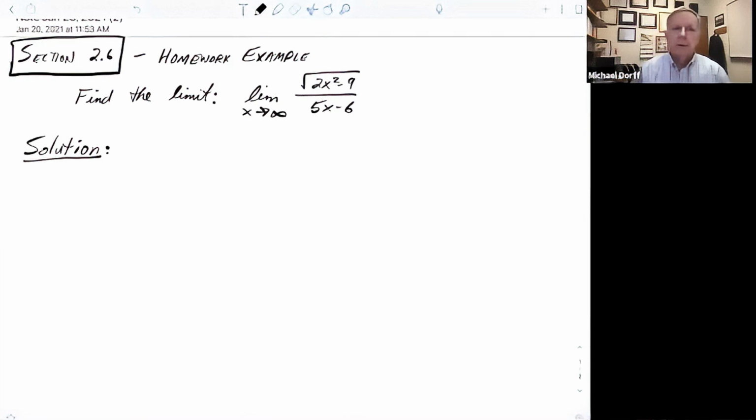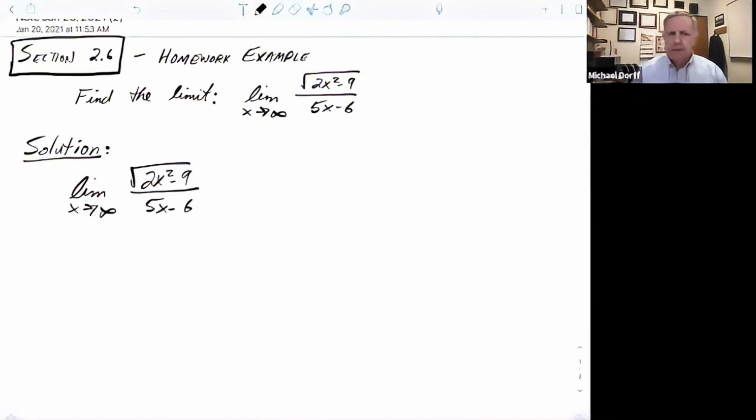We're going to now do an example of the following. We're going to try to find the limit as x goes to infinity of the square root of 2x squared minus 9 in the top of a fraction over 5x minus 6, which is in the denominator. All right, so let's write down the problem here.